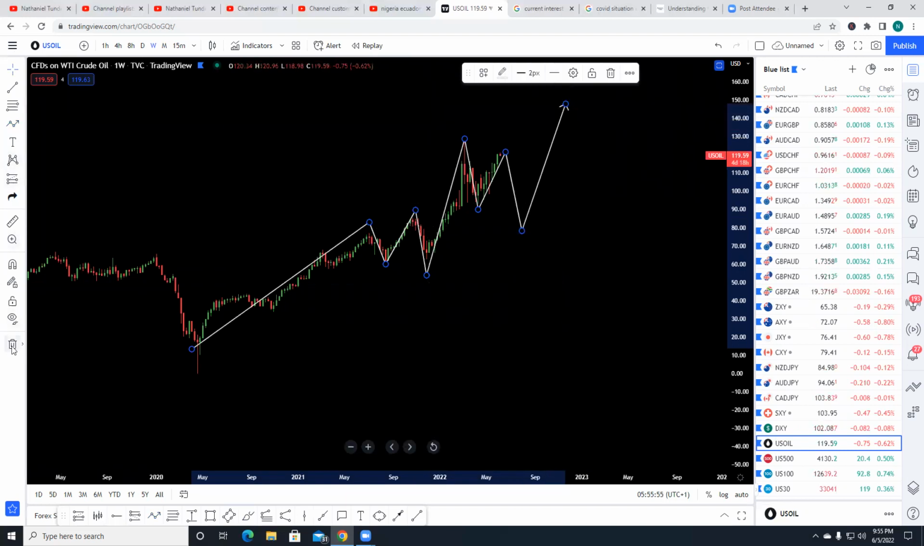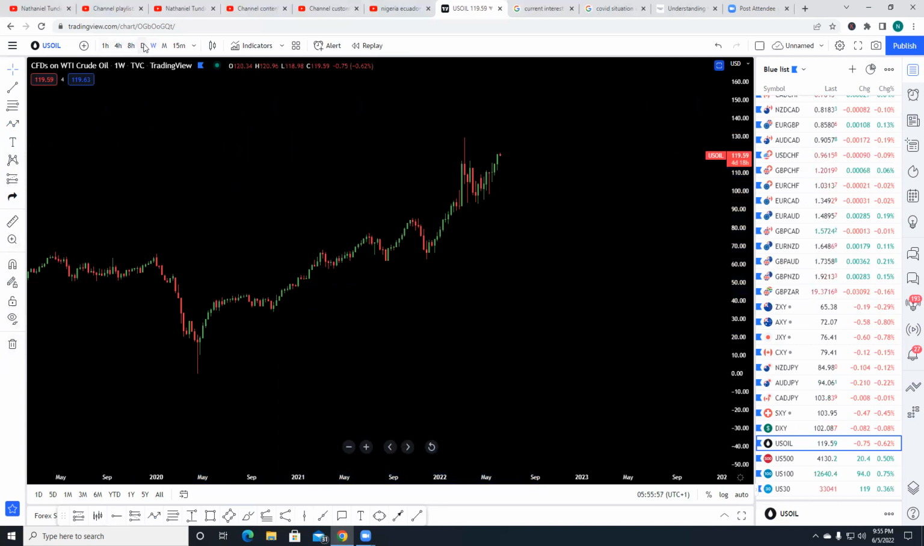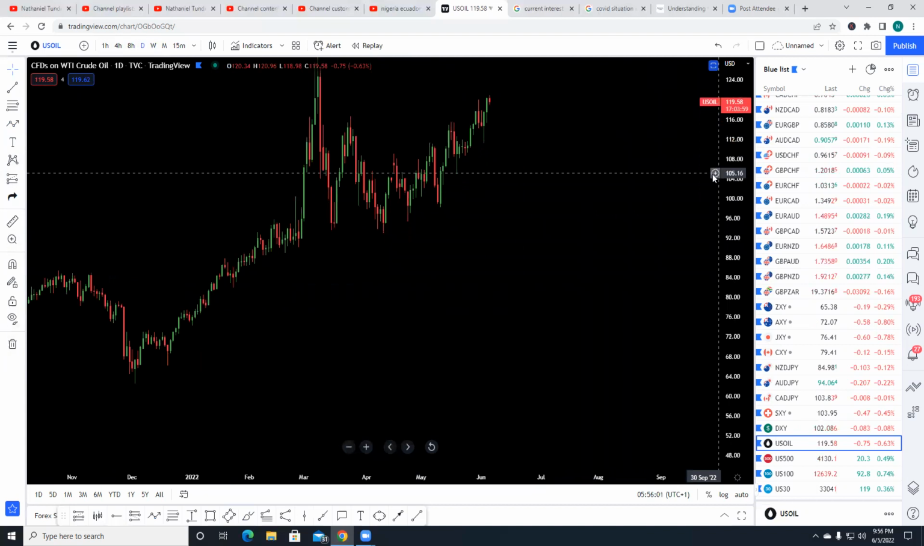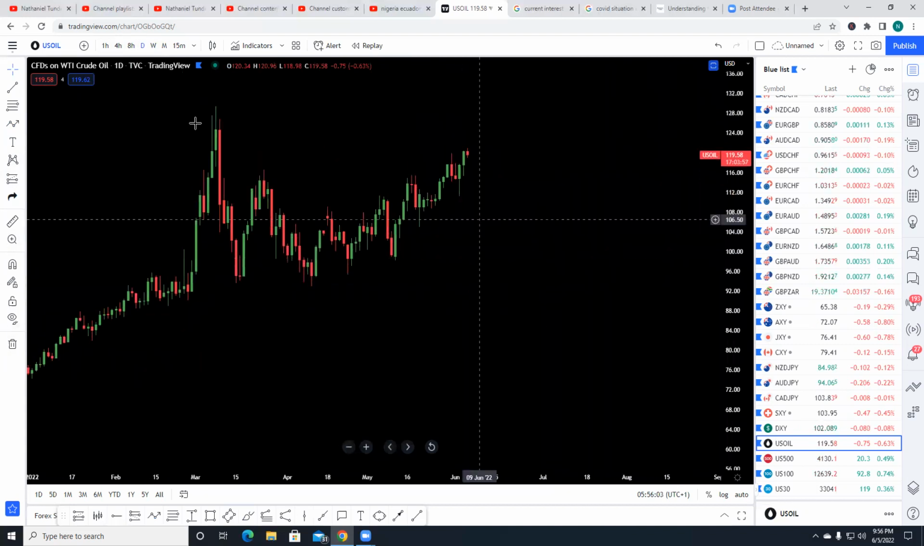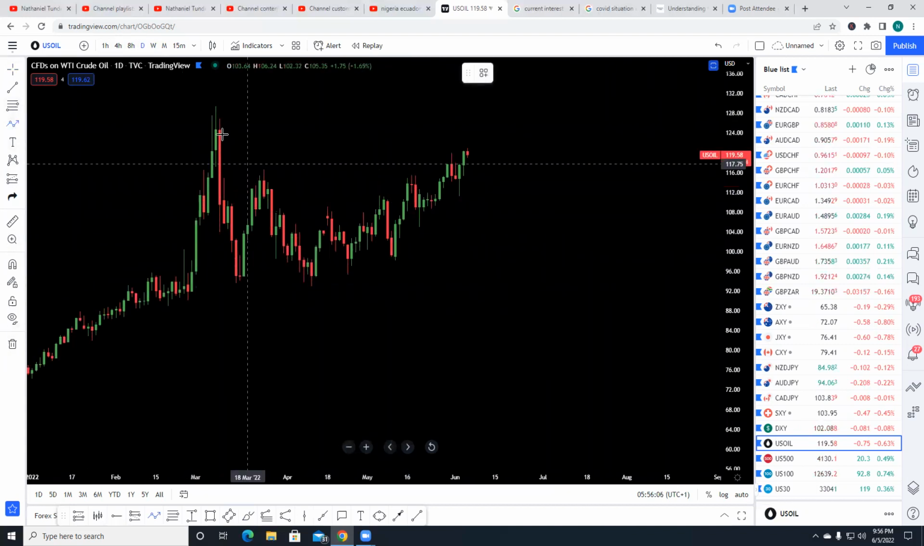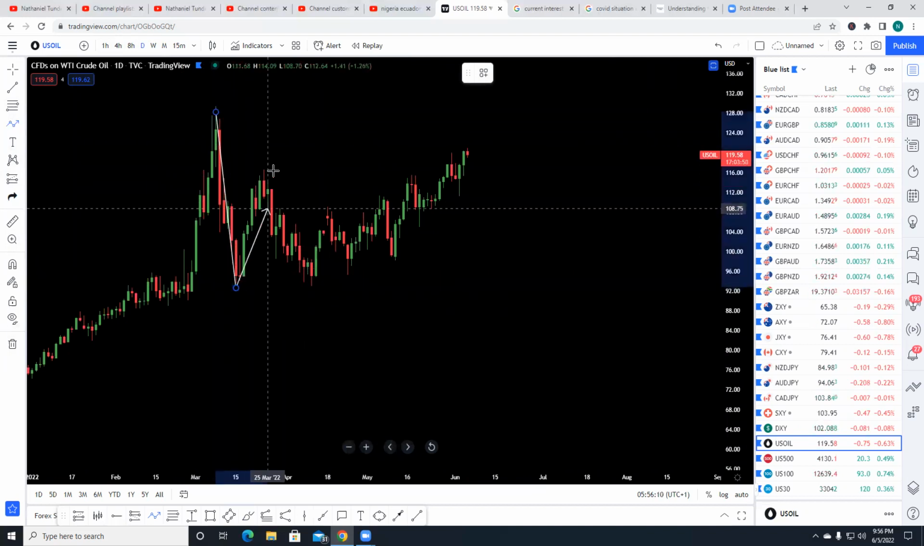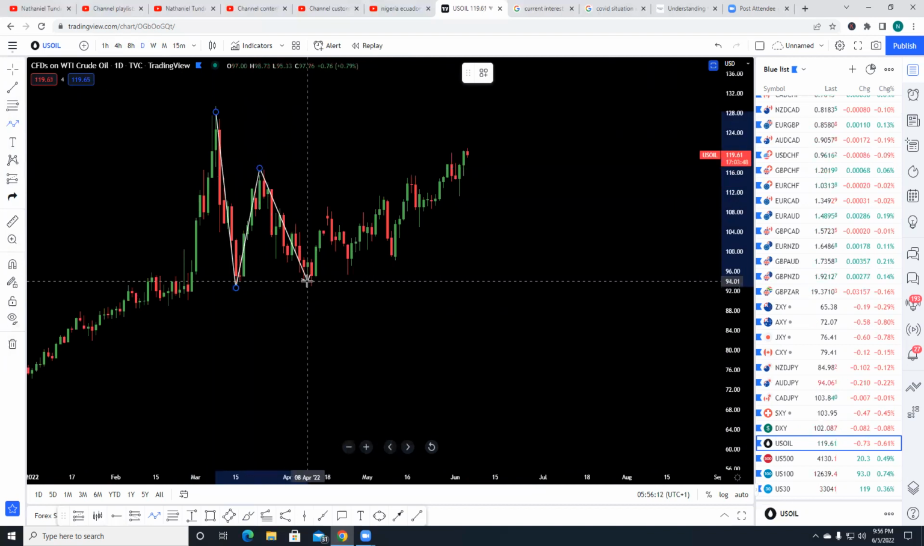Okay, weekly. I'll go to daily, see what's happening. Okay, see what's happening in daily. So I can look at this as an impulse, an impulse, a correction.